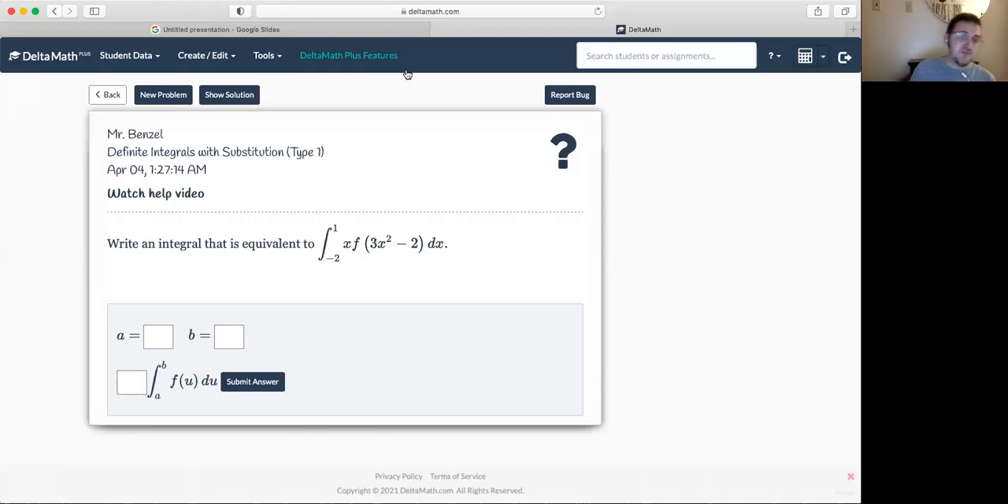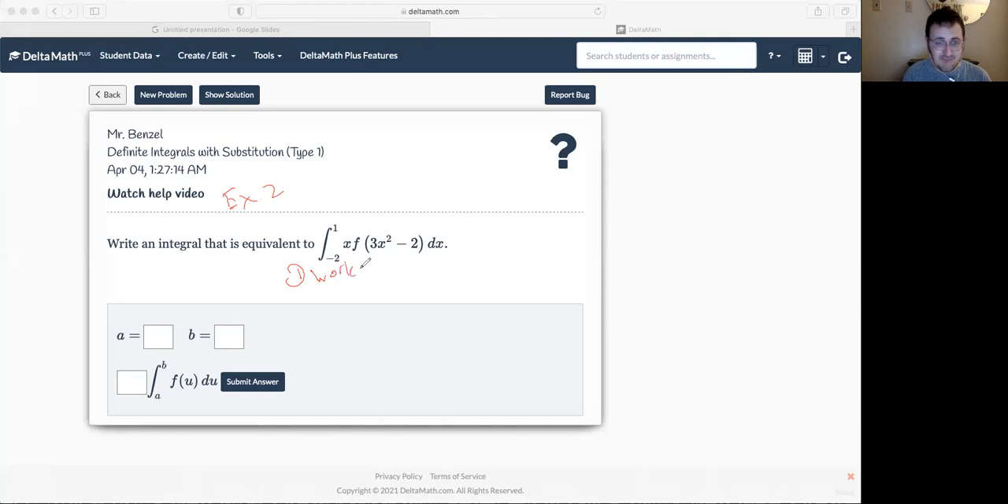All right. This one says write an integral that is equivalent to this integral from -2 to 1 of x times f of 3x squared minus 2 dx. So the first thing that I would immediately do is work out your u and your du. So this is example 2 now. My u is always going to be in the parentheses, so I got 3x squared minus 2. My du is going to be 6x dx.